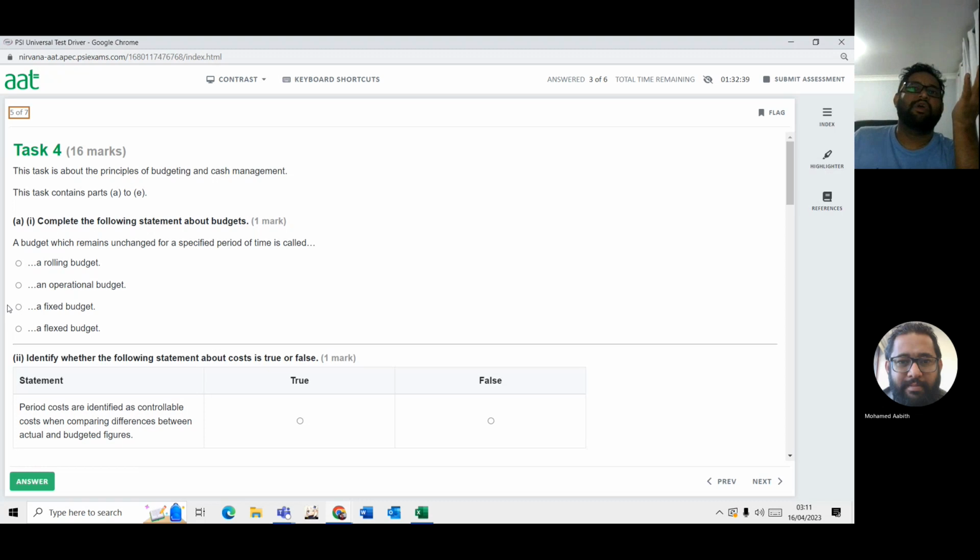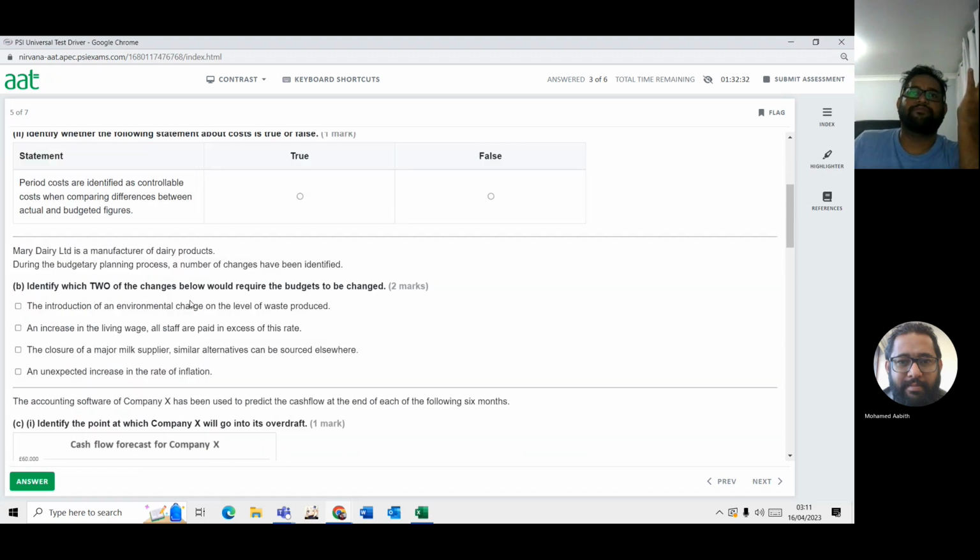Operational budget is not that one. It's not a flex budget because it doesn't remain unchanged, since we had to flex it for different periods. Fixed budget, it does not change.